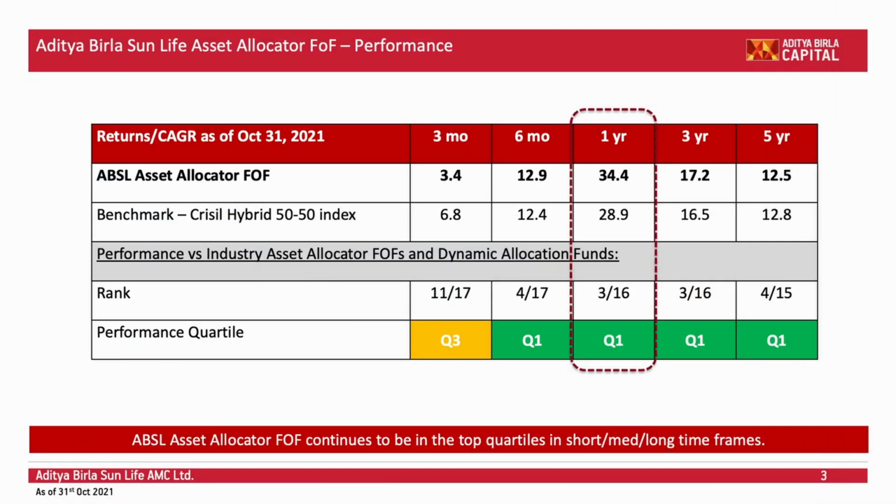In terms of performance also, the ABSL Asset Allocator Fund has been very consistent and has been in the top quartiles in short, medium, and long time frames. Over the past 1 year, the ABSL Asset Allocator Fund has given a return of about 35% compared to the benchmark's return of about 29%, and the fund has been ranked among the top 3 for the past 1 year, 3 year, and 5 year basis. Some of the key funds that have contributed to performance are the ABSL flexicap fund, the ABSL equity advantage fund, the ABSL small cap fund, and the S&P 500 ETF.